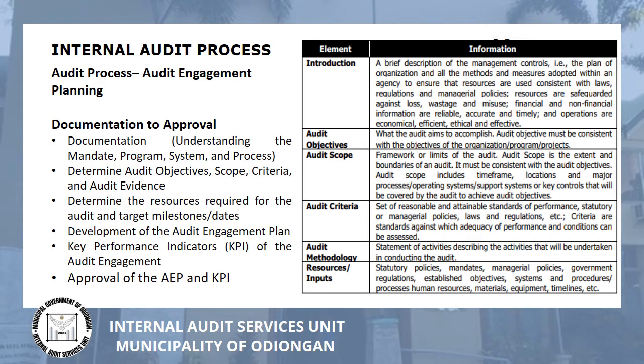The audit engagement plan and KPIs are submitted by the internal audit team leader to the ES head for review and approval prior to the audit execution. The ES head will evaluate the documents to assess the relevance, significance, auditability, and other factors affecting the conduct of the audit. It is also important that the audit engagement plan and KPIs are approved by the local chief executive.